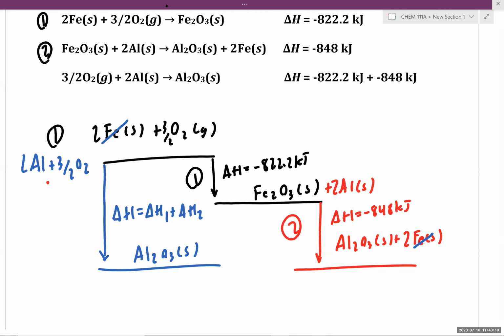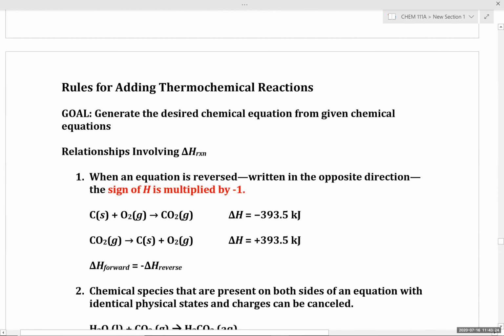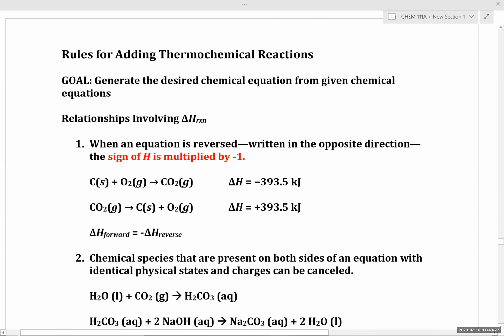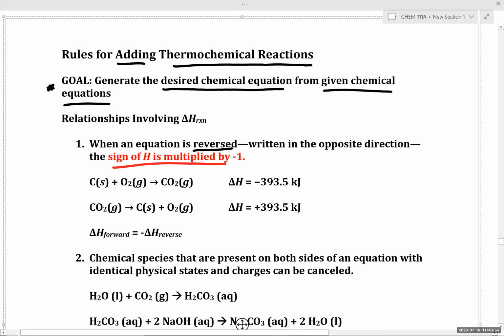Okay, perfect. So let's talk about how we can apply Hess's law, and let's talk about some rules for how we add thermochemical reactions. Our goal in this entire process is to generate the desired equation from the given chemical equations. So let's look at some relationships involving the enthalpy of reaction. When an equation is reversed, the enthalpy of reaction is multiplied by -1.